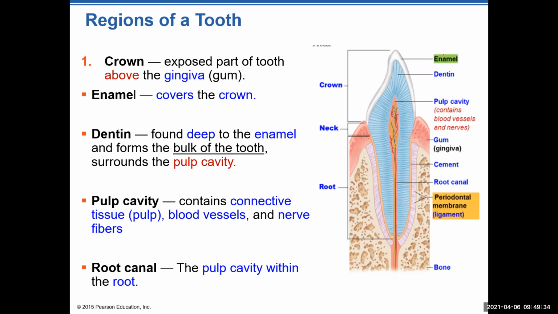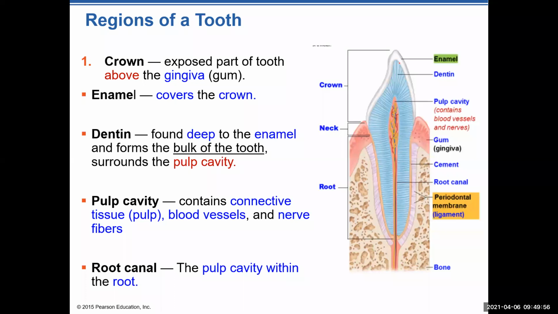Didn't we speak about alveoli? Yes, we did, right? Chapter number 5 last semester. So yes, they're embedded into the tooth socket. Okay, so then look at the anatomy of this tooth.